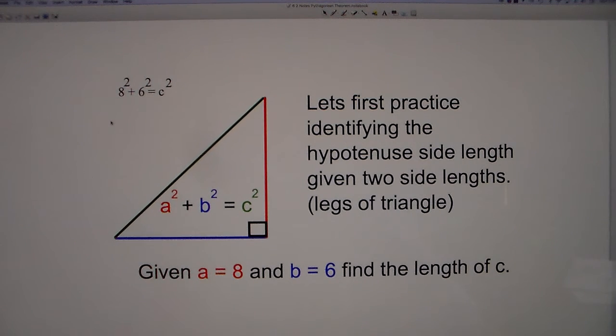8 squared is 64. 6 squared is 36. And that's equal to c squared. 64 plus 36 is 100. So 100 equals c squared. And you take the square root of 100, so c equals 10. That's how you find the hypotenuse.